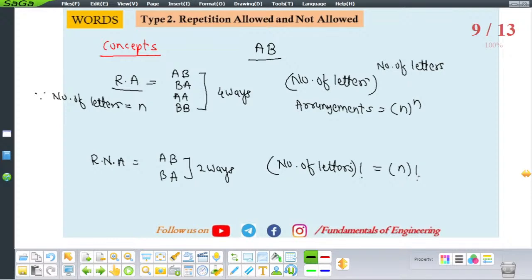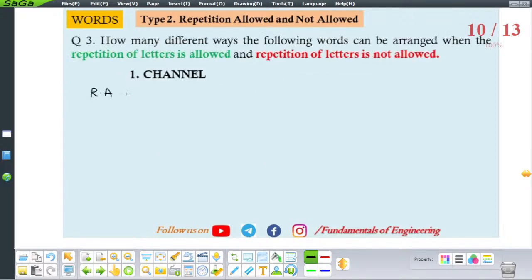Now we'll solve this example: in how many different ways can the word CHANNEL be arranged when repetition of letters is allowed and when repetition of letters is not allowed. First, repetition of letters is allowed. We first have to count the number of letters. How many letters are there? 1, 2, 3, 4, 5, 6, 7. There are 7, but there are repeated letters.